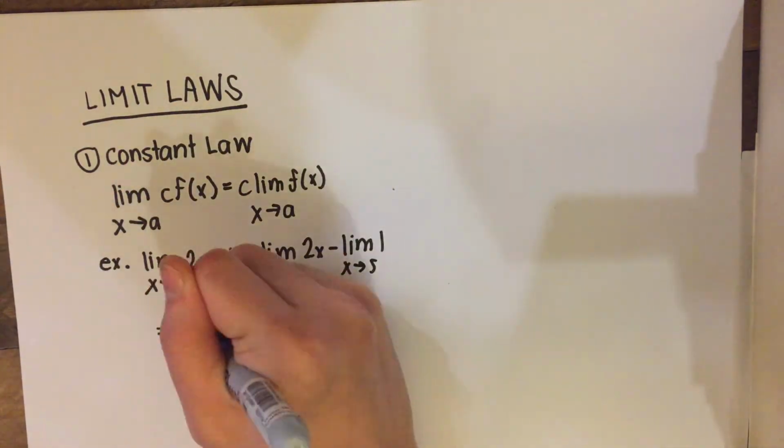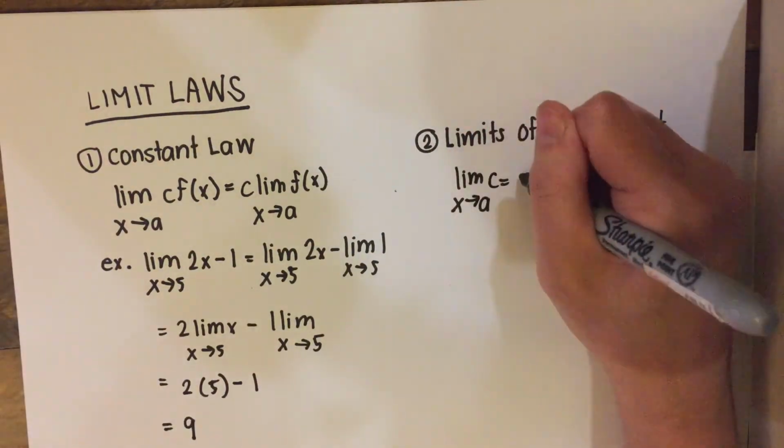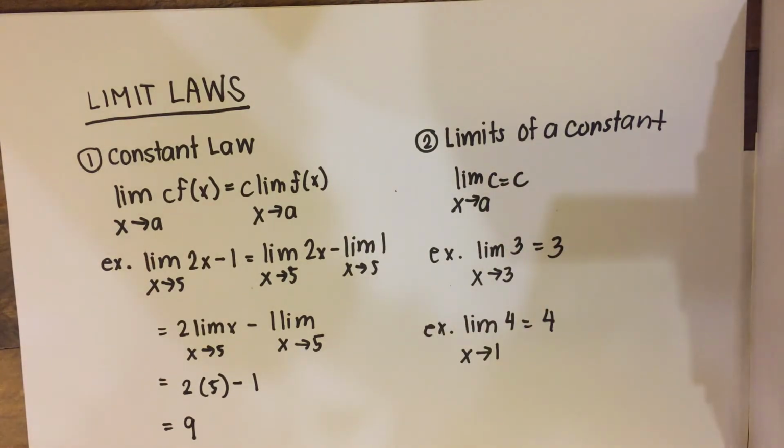Now let's go to limit laws. The first law is the constant law, and it basically states that if you have a constant, you put this in front of the limit. Here we have the limit of 2x minus 1 as x approaches 5. First we separate the two terms, so we get 2 times the limit of x as x approaches 5, minus the limit of 1 as x approaches 5. We basically just substitute 5 into x and we get 2 times 5 minus 1, which is 9.